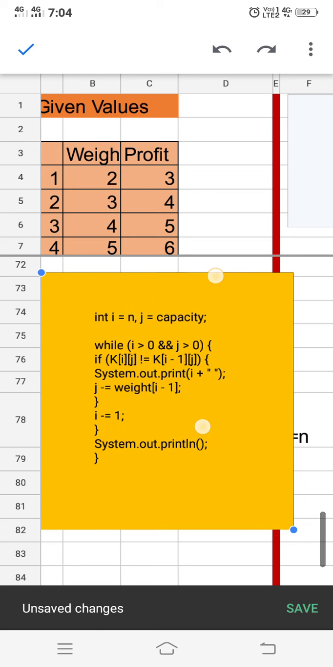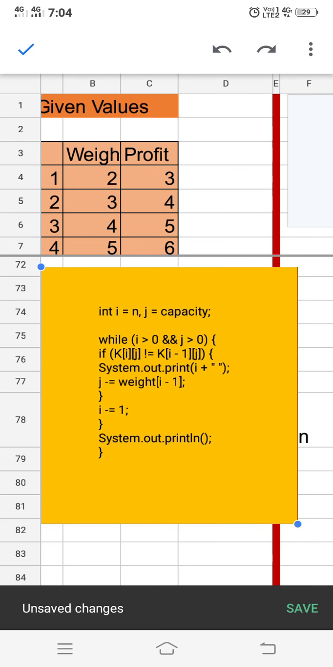Then for the values of i and j, I will check whether the profit at that particular index k of i, j is not equal to the profit at the previous index for the same capacity. If both are not equal, I will consider that particular object. Otherwise, that particular object will not be considered. Then decrement the j value, that is, the capacity value, because for the current j value, I will be getting that profit and that object also.